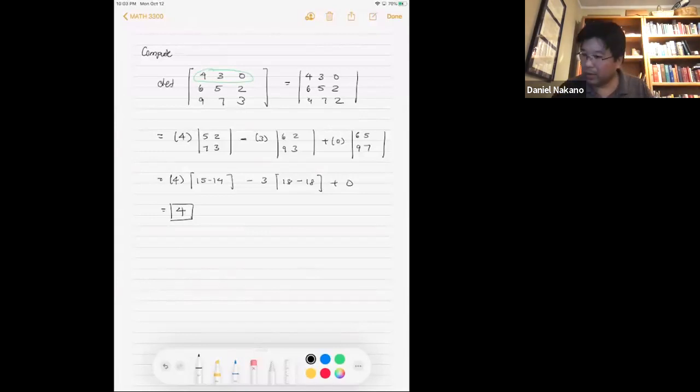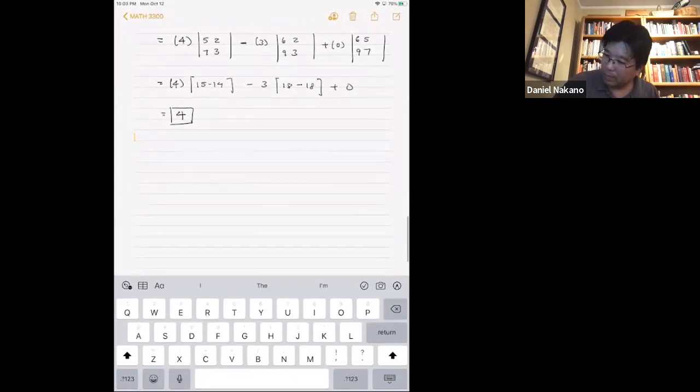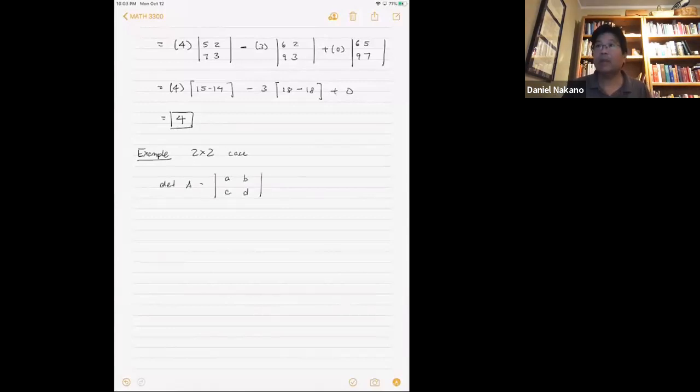Now, let's do one more example. Let's do the 2 by 2 case just to make sure we get the right situation again. So if I take the determinant of A, which is the absolute value of A, B, C, D here.